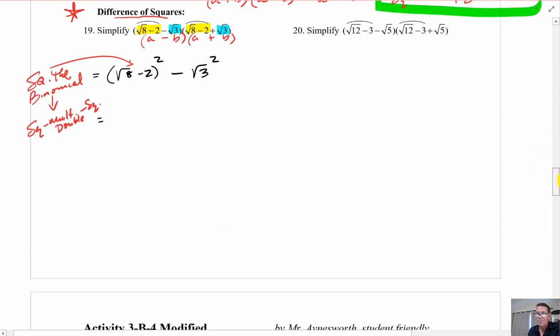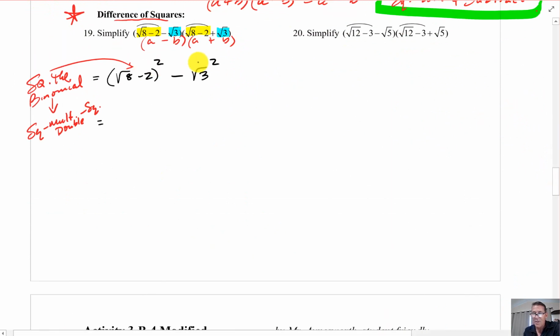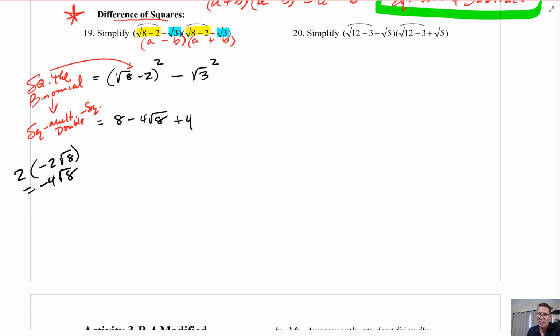It just so happens to be like two concepts in one. So I square the root 8, I get 8. Multiply the 2, I get negative 2 root 8. And double it, I get negative 4 root 8. I got to multiply and double. So negative 2 times root 8 is negative 2 rad 8. And then I double that, and I get negative 4 rad 8. And then I got to square the last term, which is negative 2, and I get 4. So all of this right here, sorry about that.